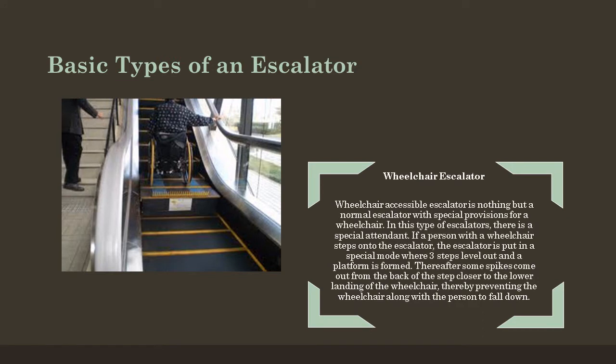Wheelchair escalator. A wheelchair accessible escalator is nothing but a normal escalator with special provisions for a wheelchair. In this type of escalator, there is a special attendant. If a person with a wheelchair steps onto the escalator, it is put in a special mode where 3 steps level out and a platform is formed. Thereafter, some spikes come out from the back of the step closer to the lower landing of the wheelchair, thereby preventing the wheelchair along with the person from falling down.